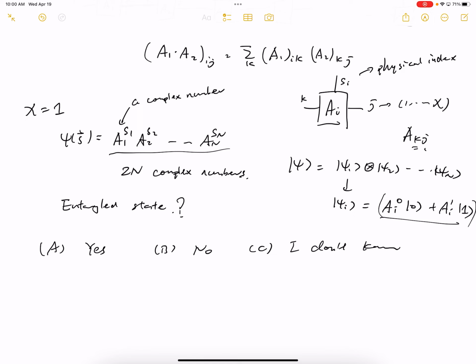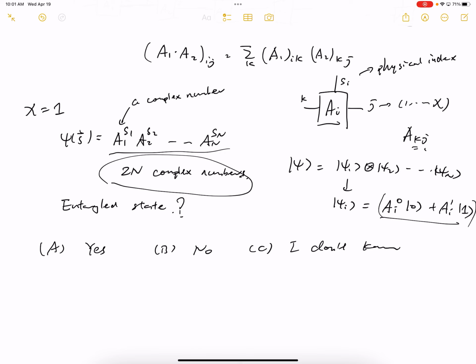The other way to think about it is that this state is only parameterized by 2n complex numbers instead of 2 to the n. And the only case where you get just 2 times n complex numbers to parameterize the state is where you have a product state, because each qubit is given by 2 complex numbers, and then you have n qubits, so you are just using 2 times n complex numbers. So it's literally a product state. So with bond dimension 1, you can only represent a product state.